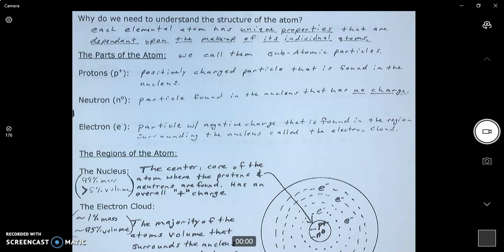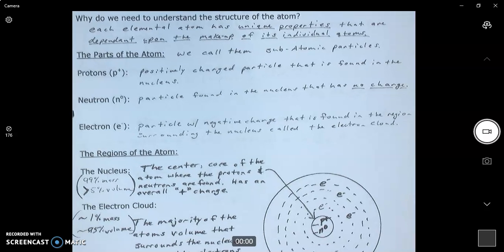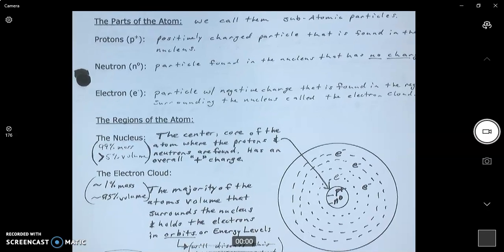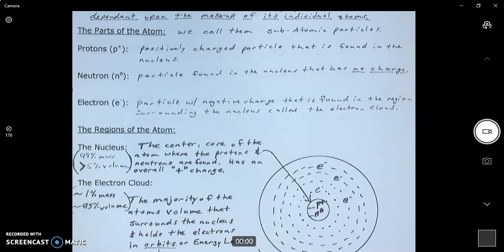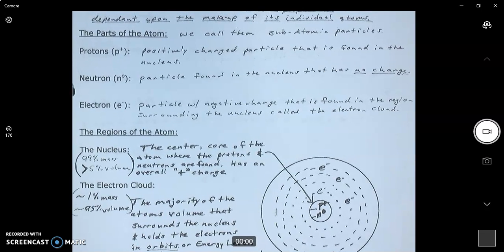So, we know the parts of the atom from our previous discussion. We talked about Thomson discovering the electrons, Rutherford discovering the protons, and Chadwick discovering the neutrons. So if we want to define the parts of the atom, protons are positively charged particles that are found in the nucleus. Neutrons are particles that are found in the nucleus that have no charge. The proton and the neutron are roughly the same mass. They're almost identical in mass.